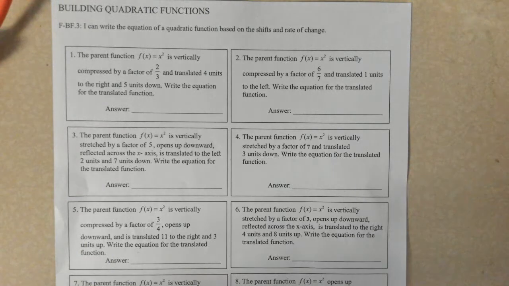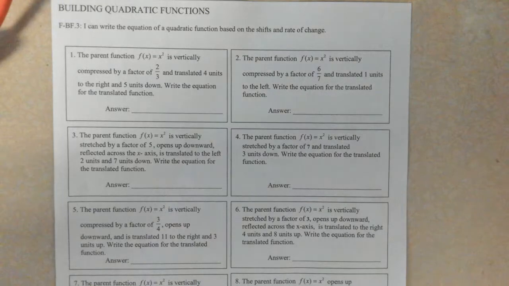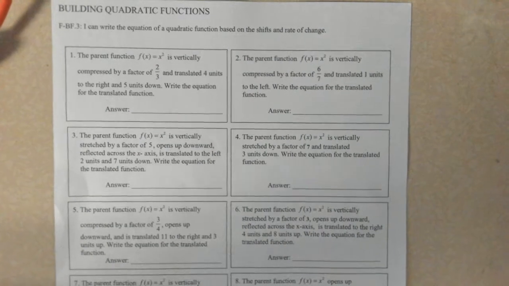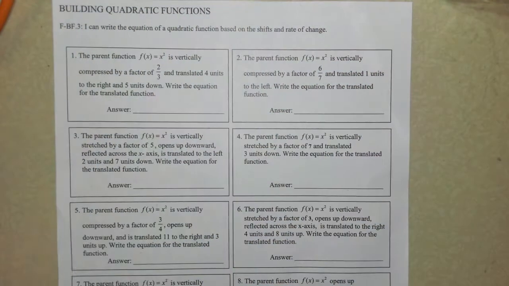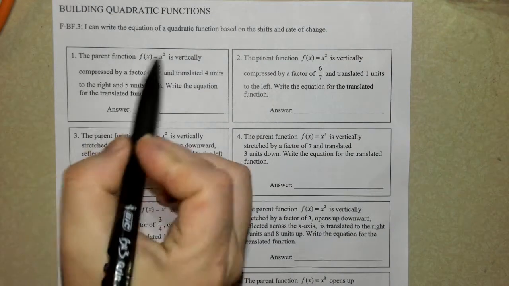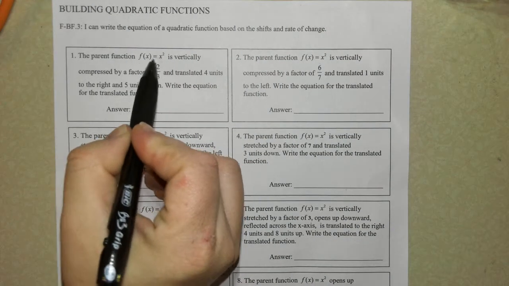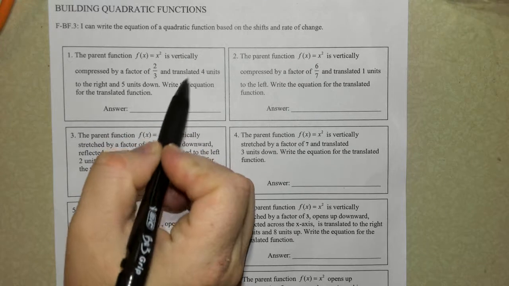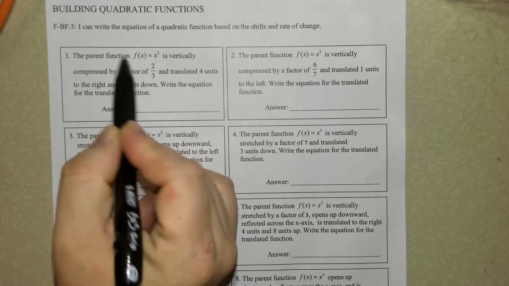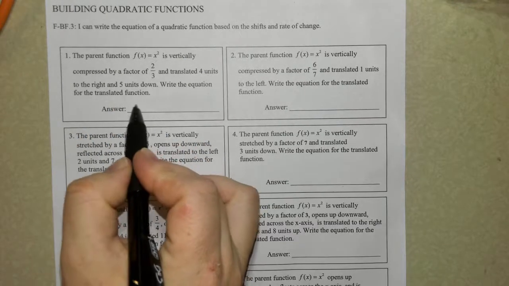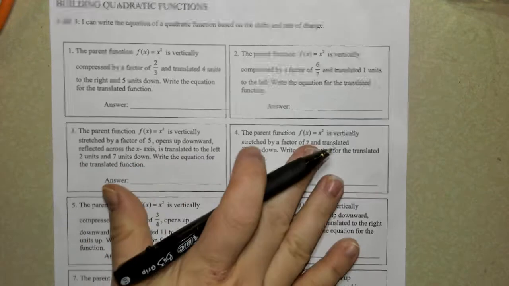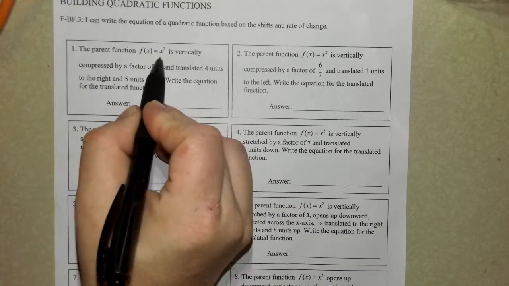Building quadratic functions. We're going to take what you already know from Unit 1 and build upon it. So they are going to describe in words what's happening to a parent function, f(x) equals x squared, and we're going to use this description of this translated quadratic function to create a new function. Alright, here we go. So this is the parent function.